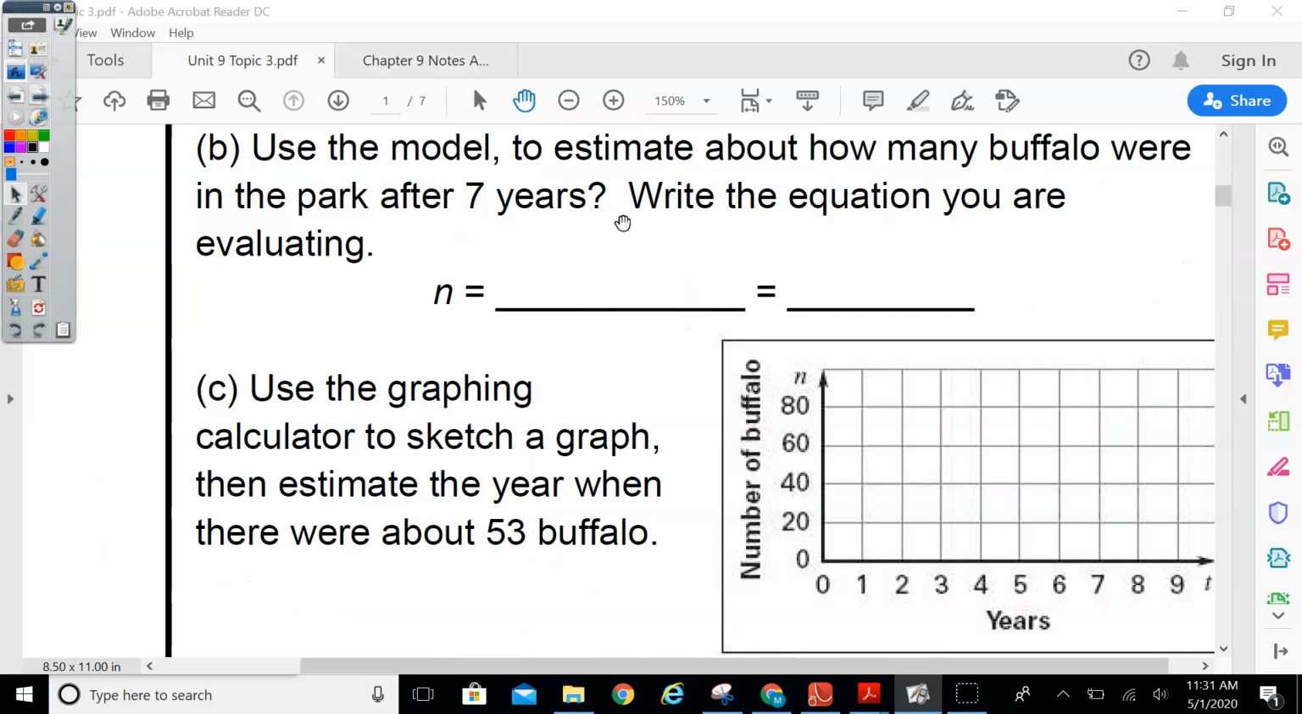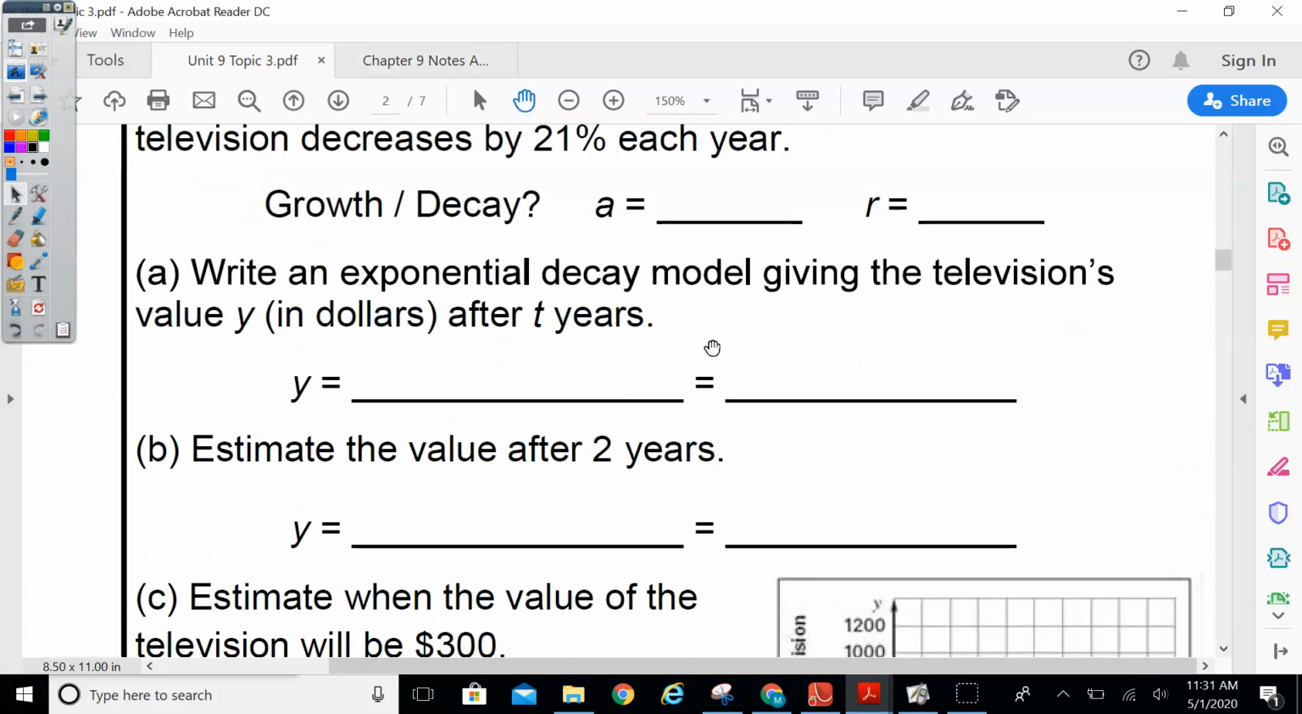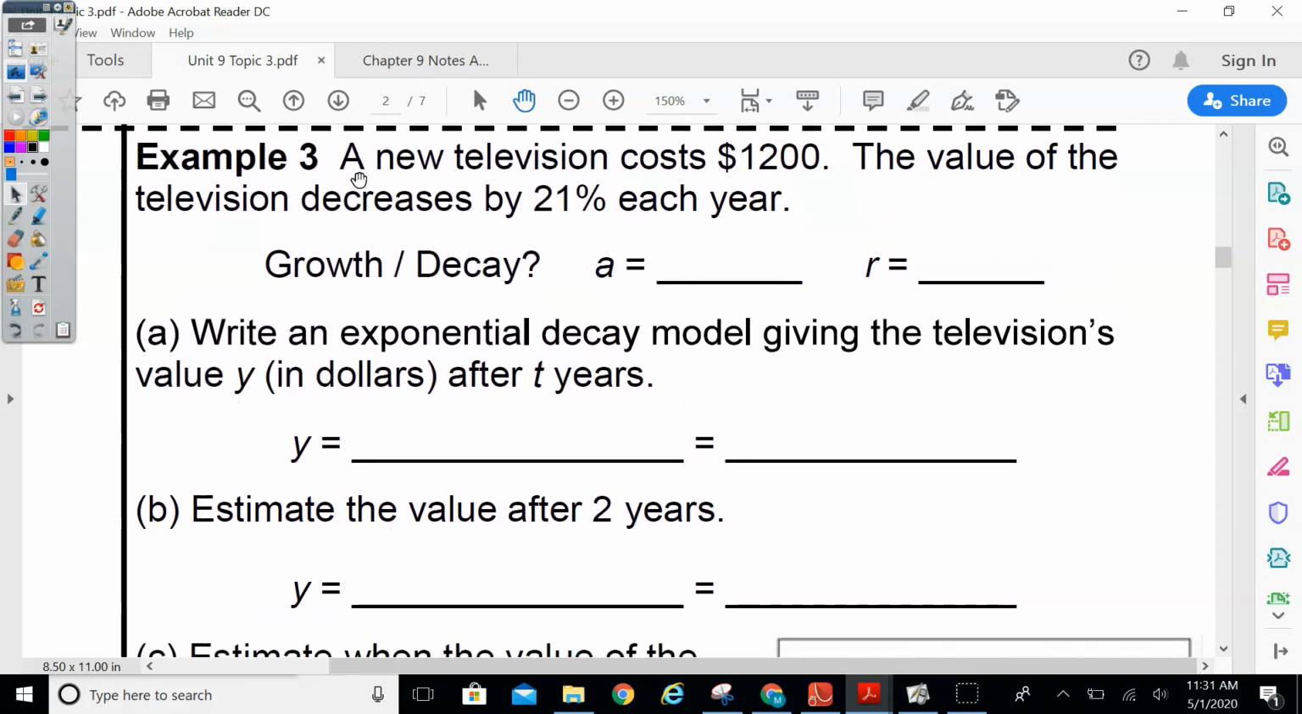Now let's come over here. Let's skip these examples. We'll come back to them just by doing some extra practice. But let's look at number 3. So number 3, it says, a new television costs $1,200. The value decreases by 21% each year. So if it decreases, that means it's a decay. So we're going to be using the a times 1 minus r to the t. We're doing the subtraction one because it's a decay problem.